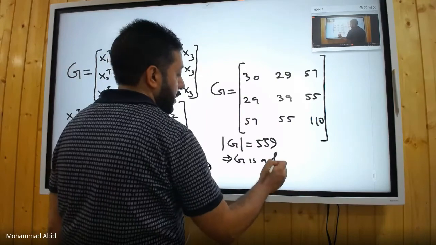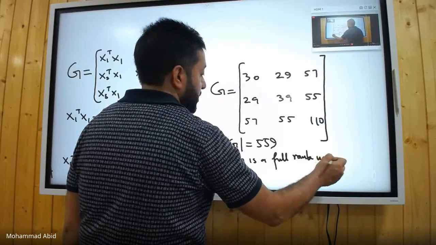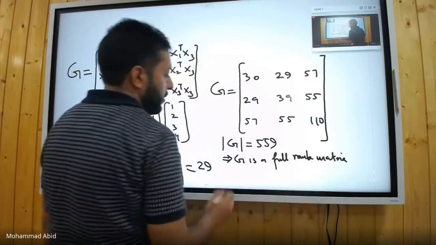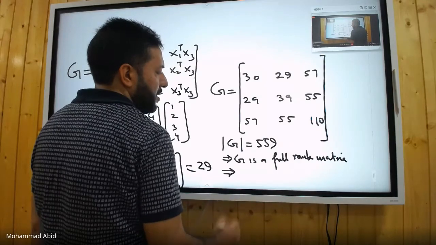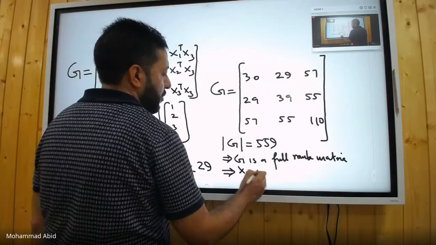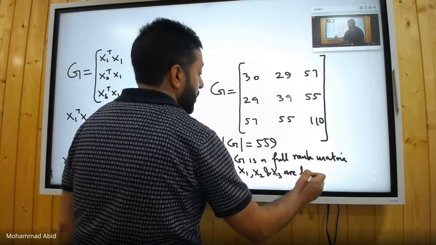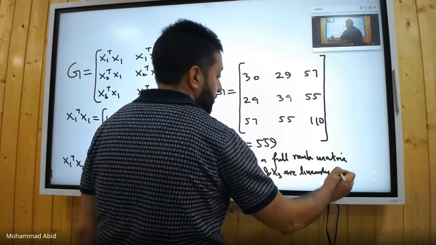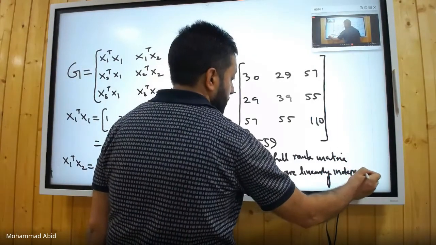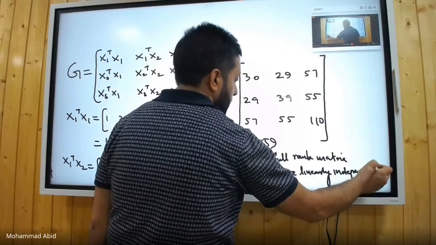G is a full rank matrix, right? What does that imply? Full rank. Yes. Sir, vectors are linearly independent. So x1, x2, and x3 are linearly what? Linearly independent.